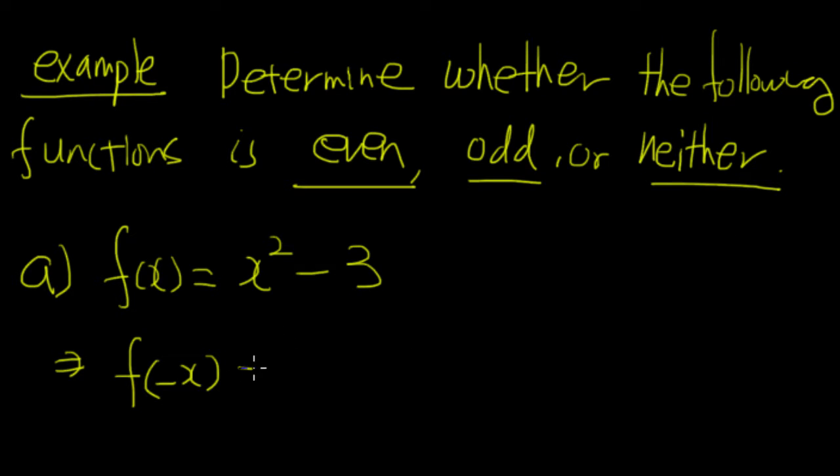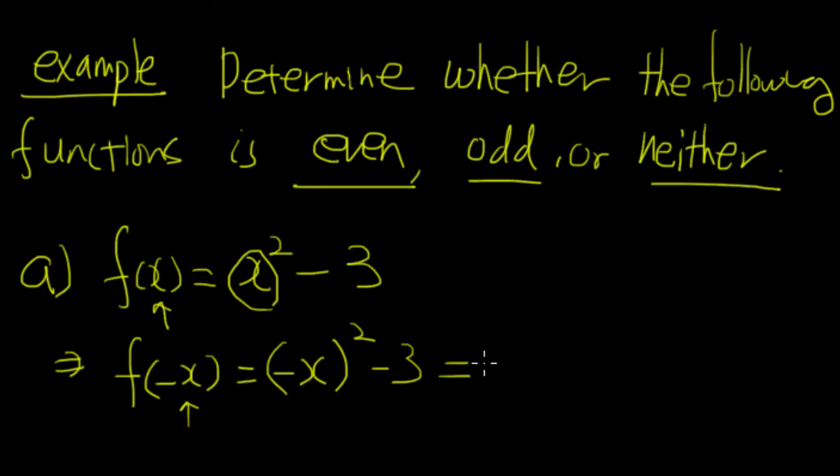So f of negative x would be, I'm just replacing this x by negative x. Whenever in this original function I have x, I'm going to replace that by negative x. So I have x here, so I'm going to replace that by negative x. Of course, I need the parentheses, I need that square, minus 3. Okay, so what's negative x squared? Well, anything negative squared, the negative is gone, it's going to be just x squared, minus 3.